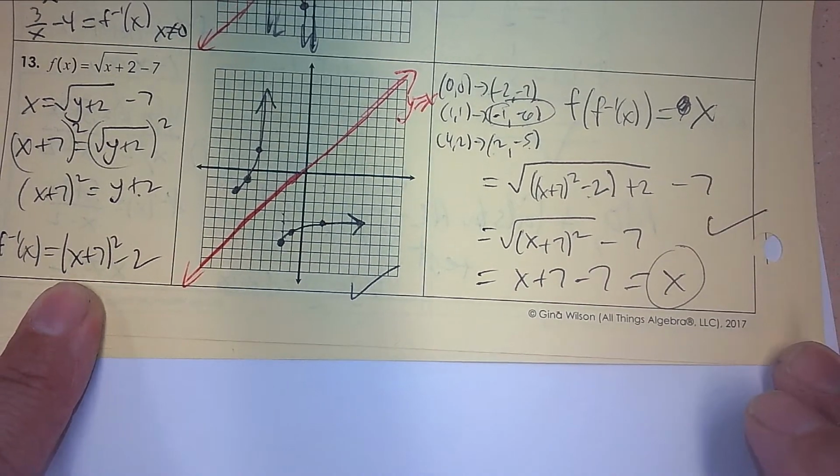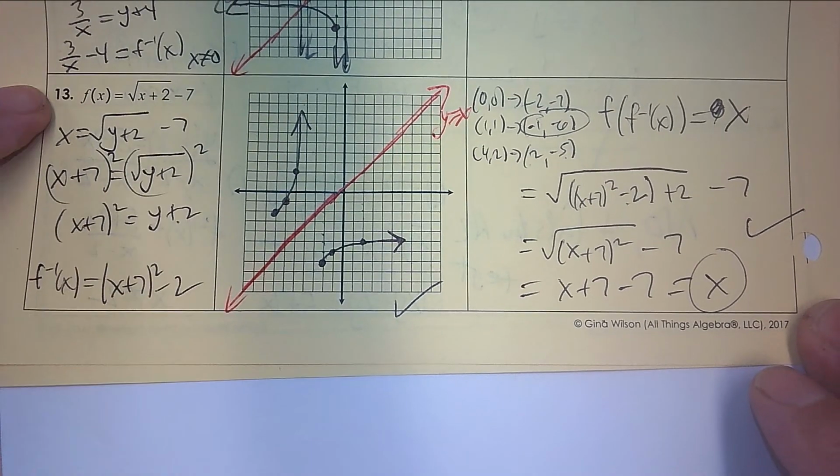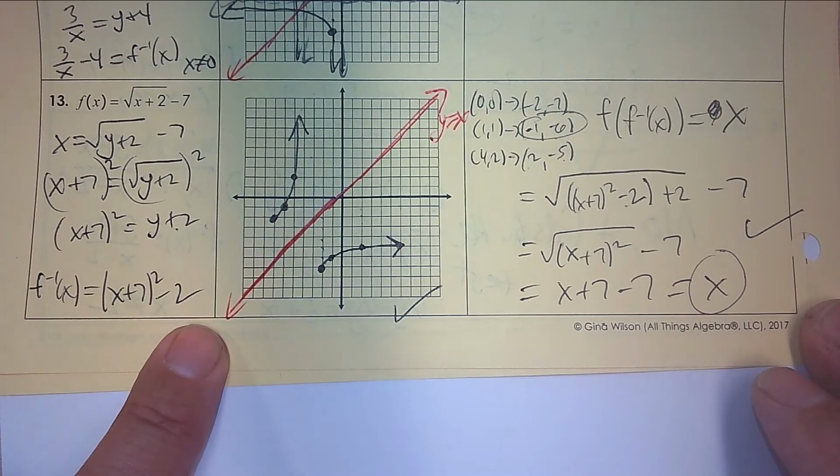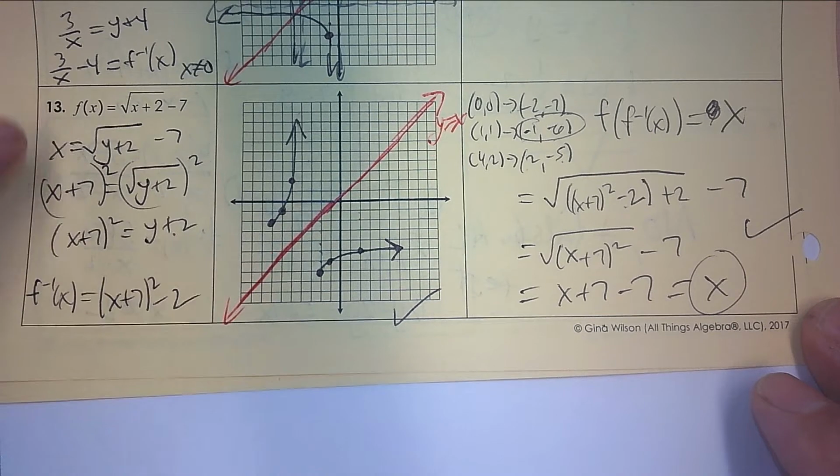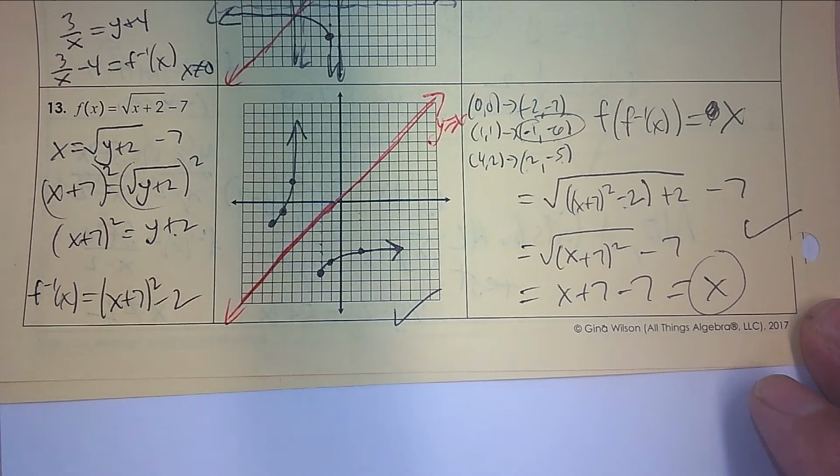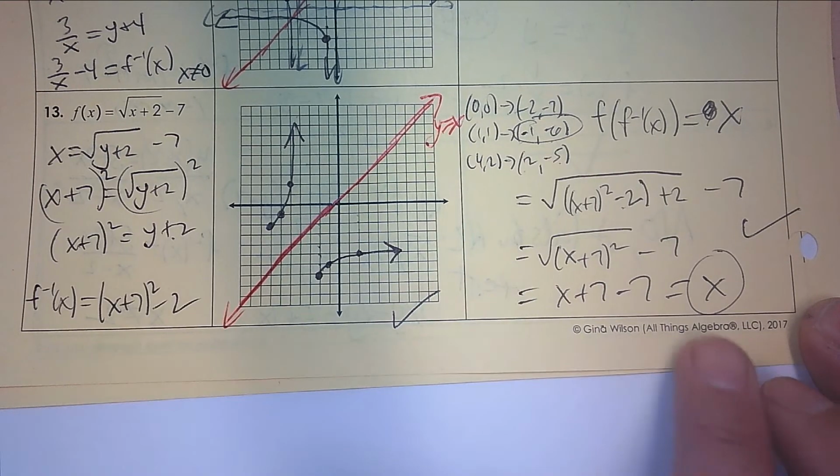So do I understand that a function and its inverse reflect over the line y equals x? Do I understand that when I do a composition of a function and its inverse, a substitution, when you do the algebra, it should always simplify to just x? Those are the properties of inverses. Awesome job doing your homework with me.